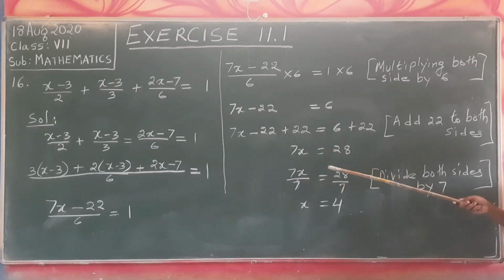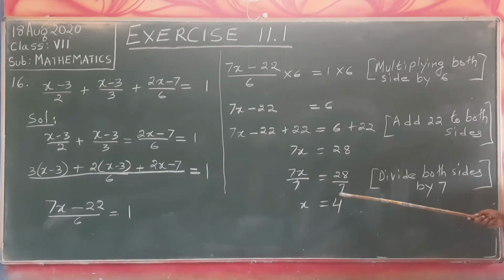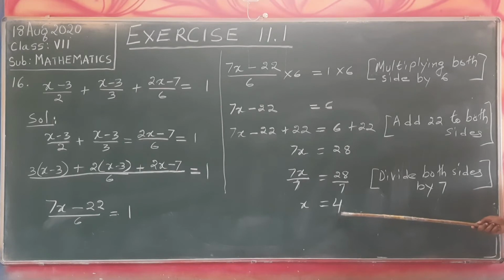Now on the left hand side, we have 7x. So this 7x has to be removed by dividing by 7 on both sides. Dividing both sides by 7, we get what? x is equal to 4. x is equal to 4. So this is the result.